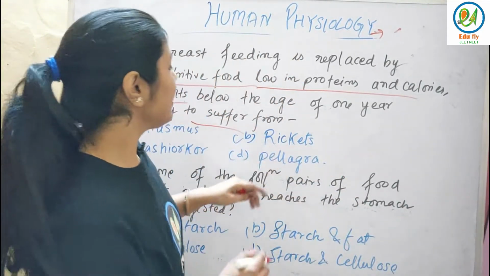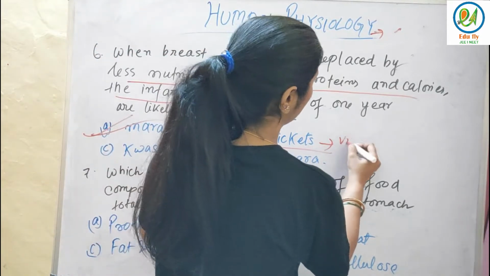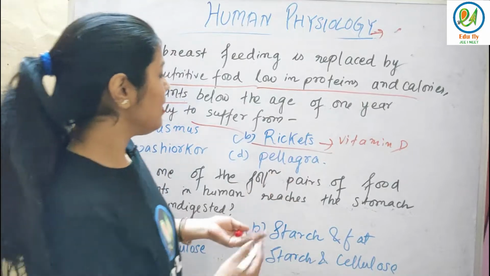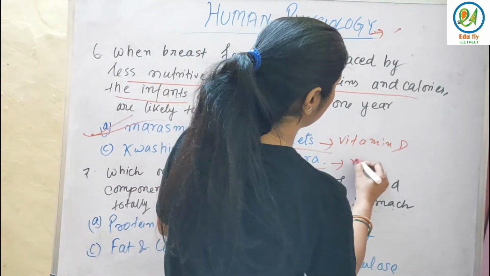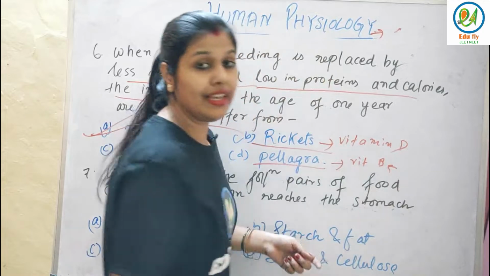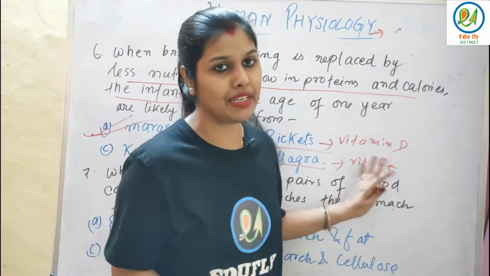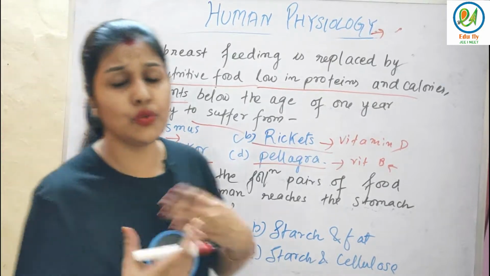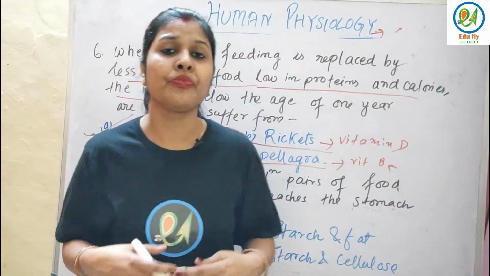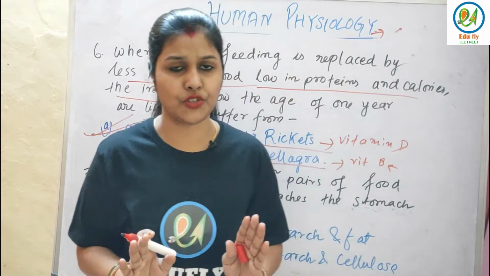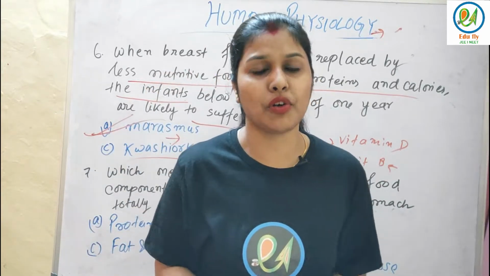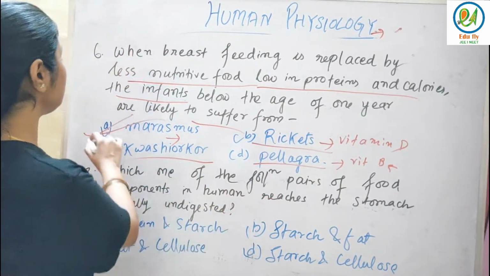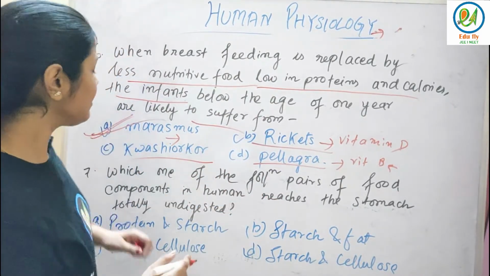Rickets occurs due to deficiency of vitamin D. Pellagra is due to deficiency of vitamin B5, pantothenic acid. And kwashiorkor happens when there is insufficient protein intake, but energy is adequate. If there is a lesser amount of protein in the diet, then kwashiorkor may happen. So, your option is marasmus. Now, let's see the next question.